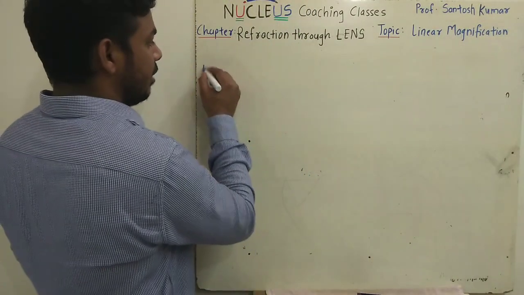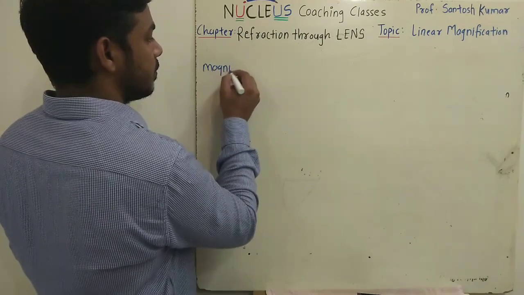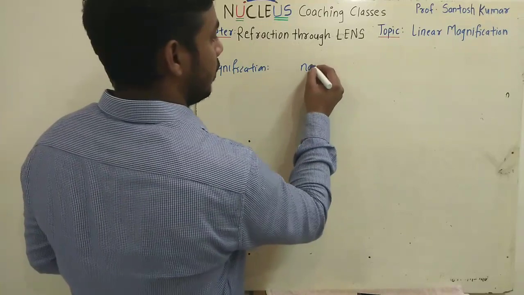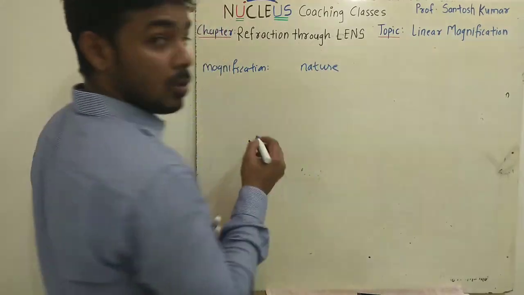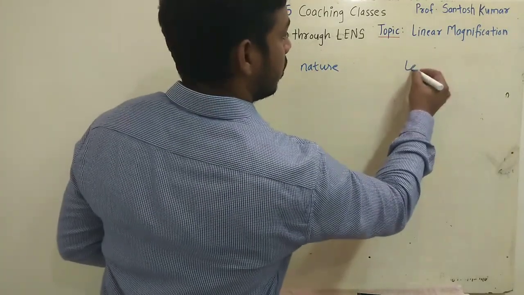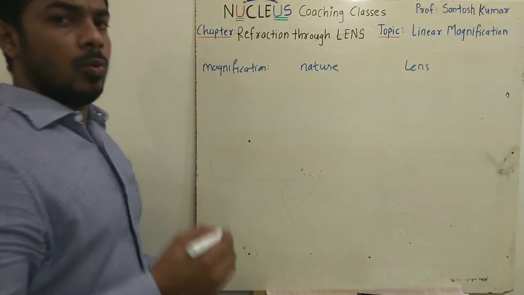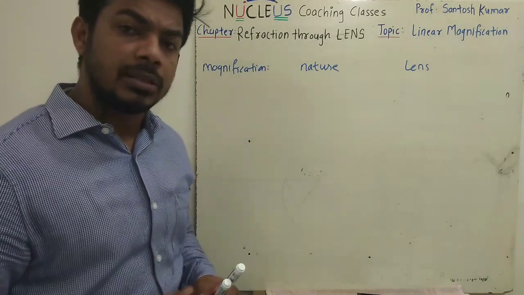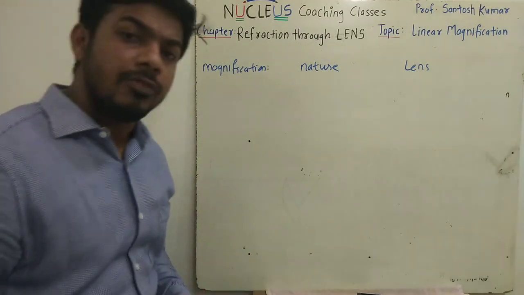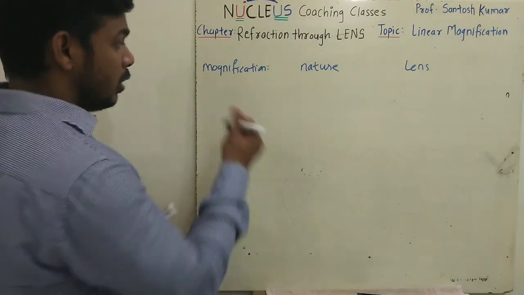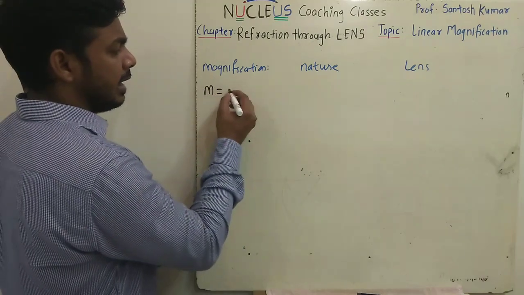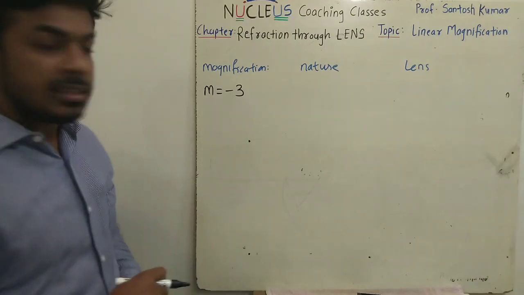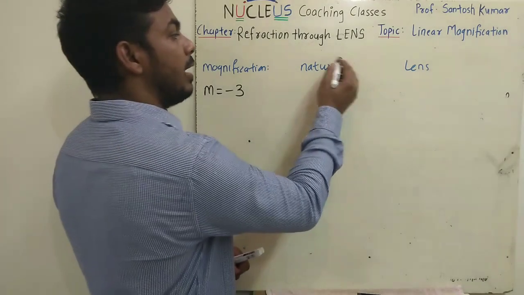Let's talk about magnification, then I'll talk about nature. Then I'll also talk about the type of lens. One thing you have to remember, a convex lens can form real as well as virtual images, but a concave lens can only form virtual images. So if I say magnification, let's say I can take it as -3. So magnification is -3. Using this value, I have to find the nature.